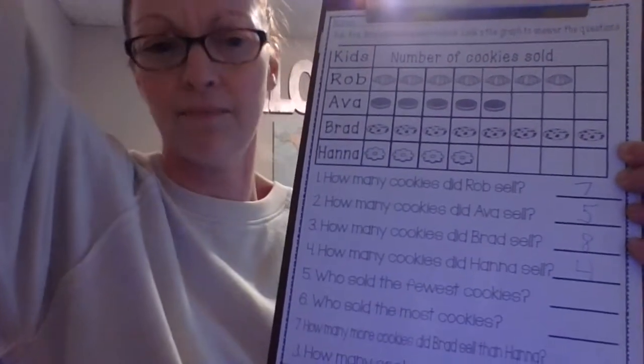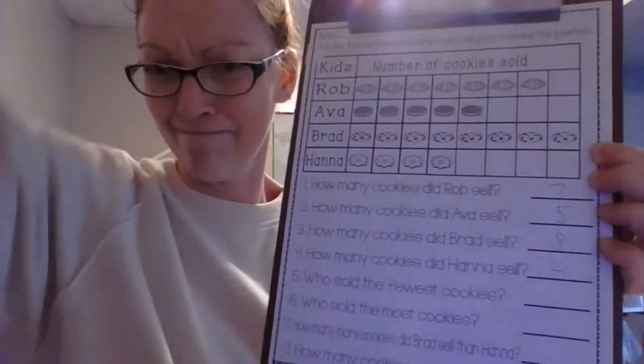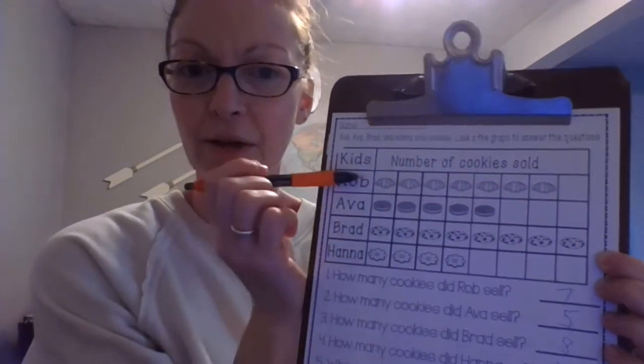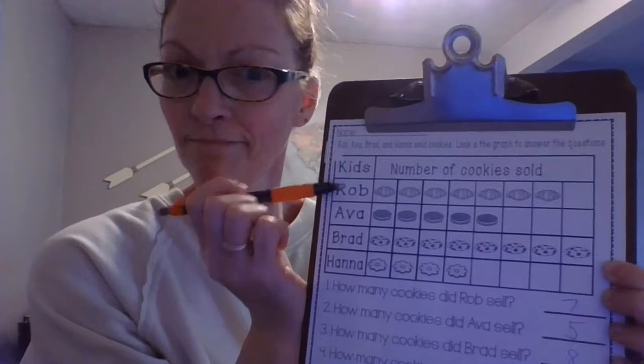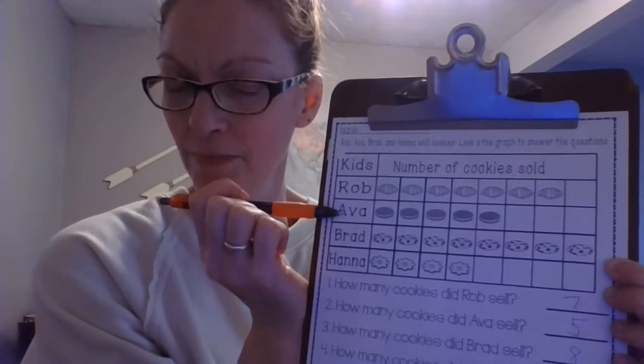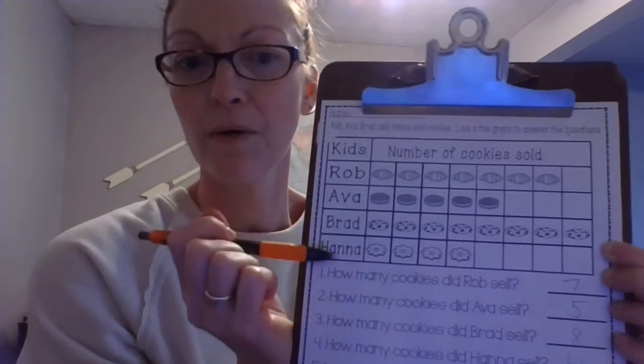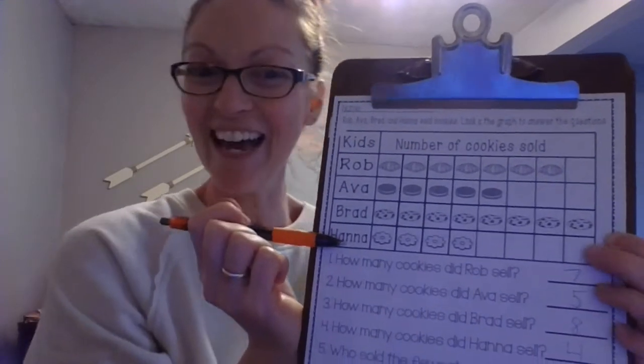Kind of hard to see, isn't it? Ooh, that made it worse. All right. Which one sold the fewest? Raise your hand if you think Rob. Ava? Raise your hand if you think Brad sold the fewest. What about Hannah? You got it. Hannah sold the fewest cookies because she only sold 4 and everybody else sold more.